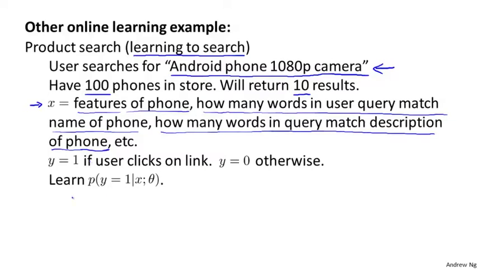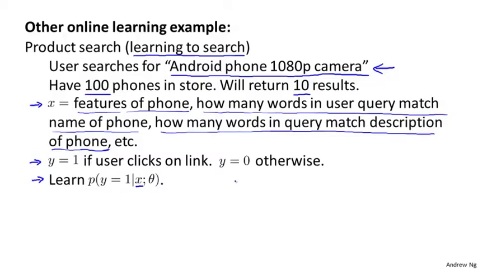What we'd like to do is estimate the probability that a user will click on the link for a specific phone, because we want to show the user phones that they're likely to want to buy. We want to show the user phones that they have a high probability of clicking on in the web browser. So I'm going to define y equals 1 if a user clicks on a link for a phone, and y equals 0 otherwise. And what I would like to do is learn the probability that a user will click on a specific phone given the features x, which capture properties of the phone and how well the query matches the phone.